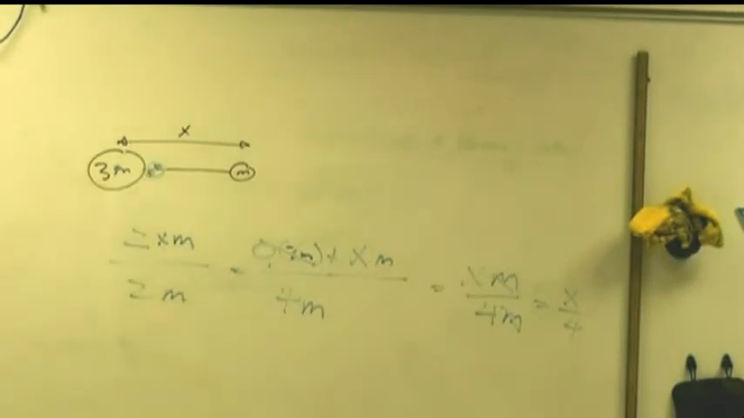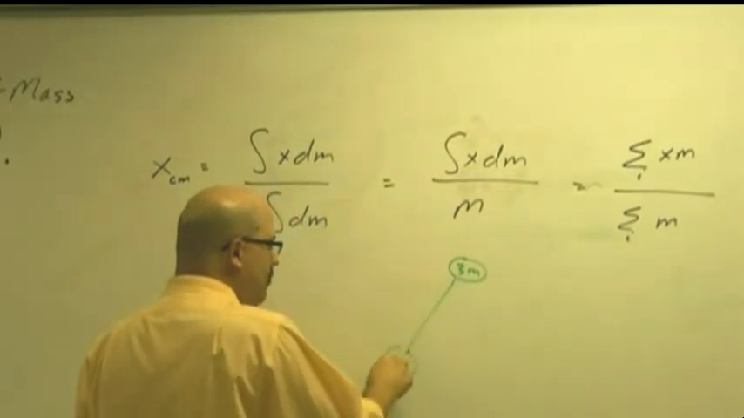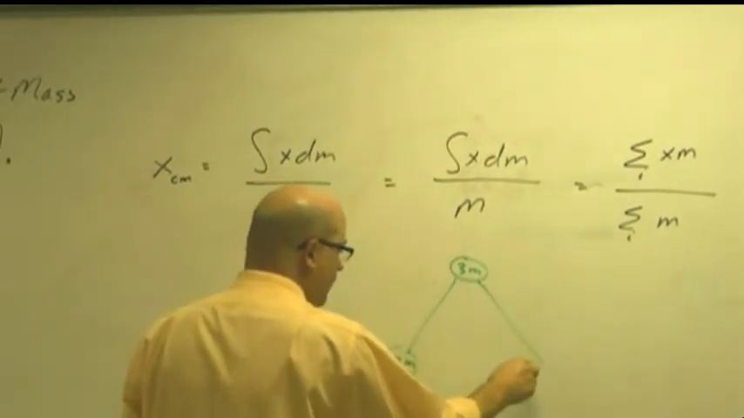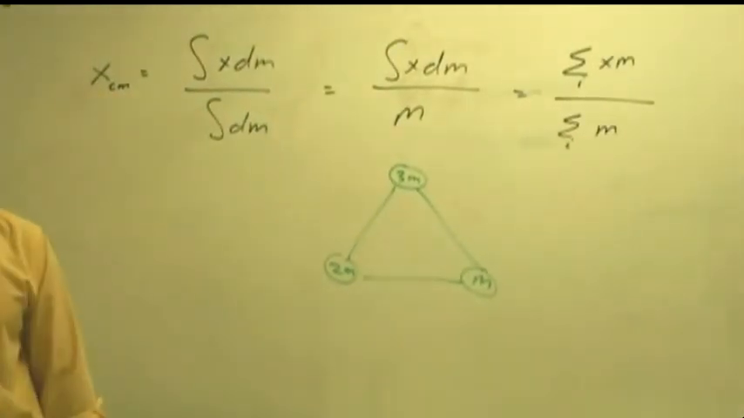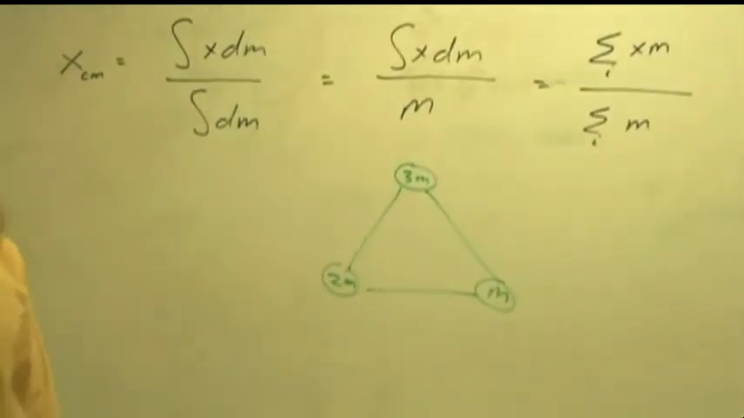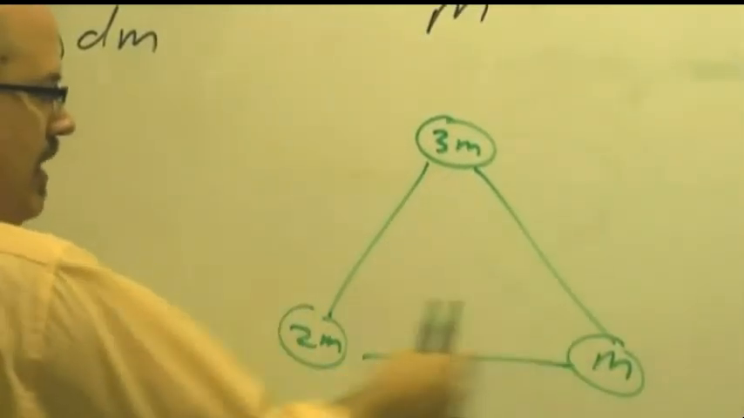See how that works? Now what if you have an object that is a lot more substantial? Say you have an object that looks like this. That's 3m and 2m and m. First of all, where will the center of mass be? It's going to be more up this way. Well, wait a minute. I got 3m here and I got m here, right?